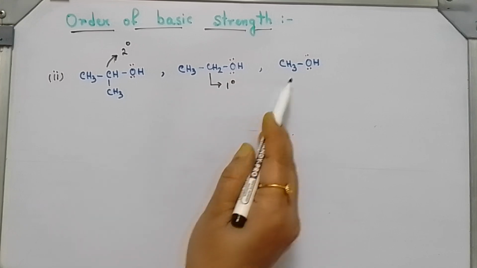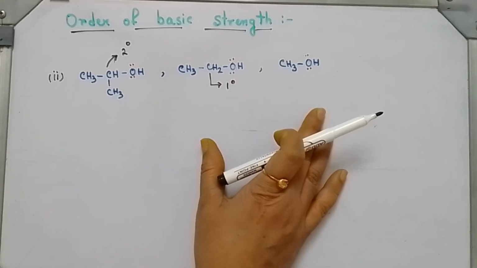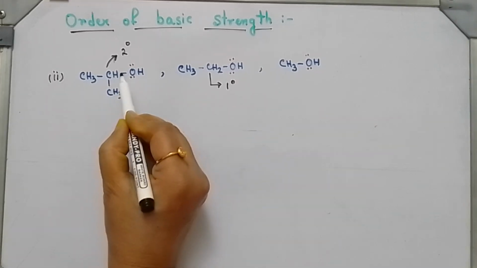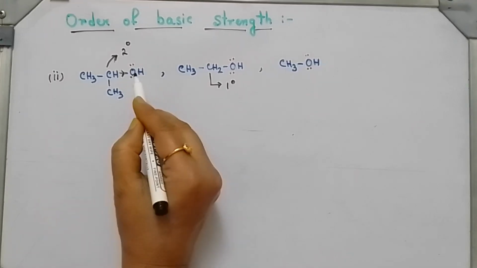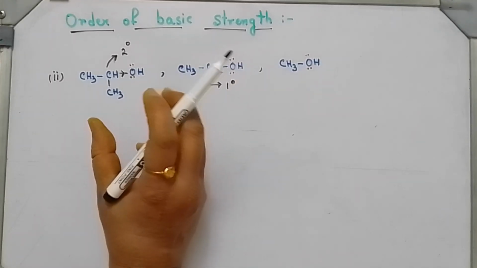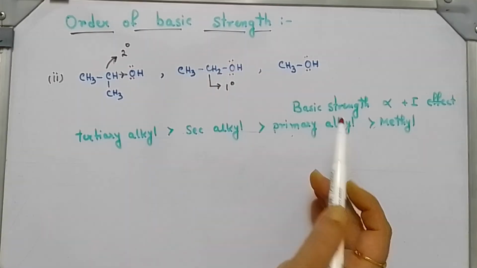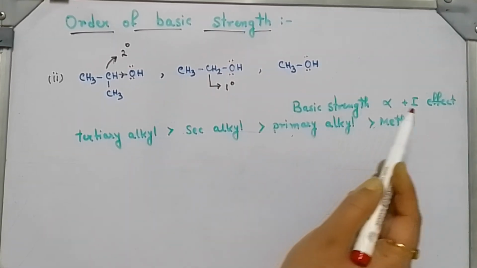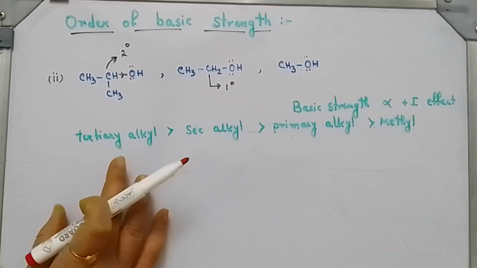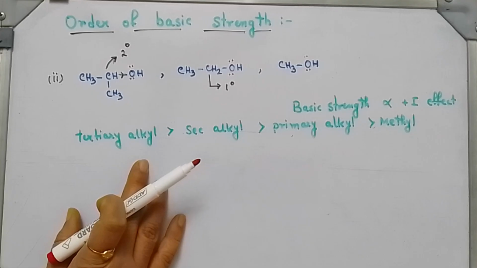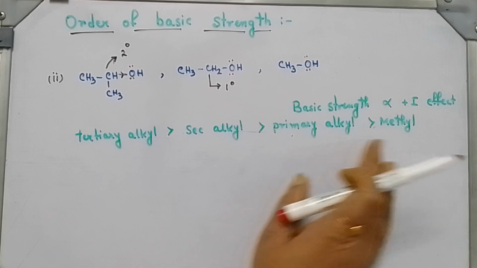Remember, these are having plus I effect. So these all will increase basic strength because here due to plus I effect electron density will be donated in this direction. So on oxygen electron density will be increased. So basic strength will be increased. We have seen basic strength is directly proportional to plus I effect. And note down, a tertiary alkyl group is having higher plus I effect than secondary alkyl, then primary alkyl, then methyl.